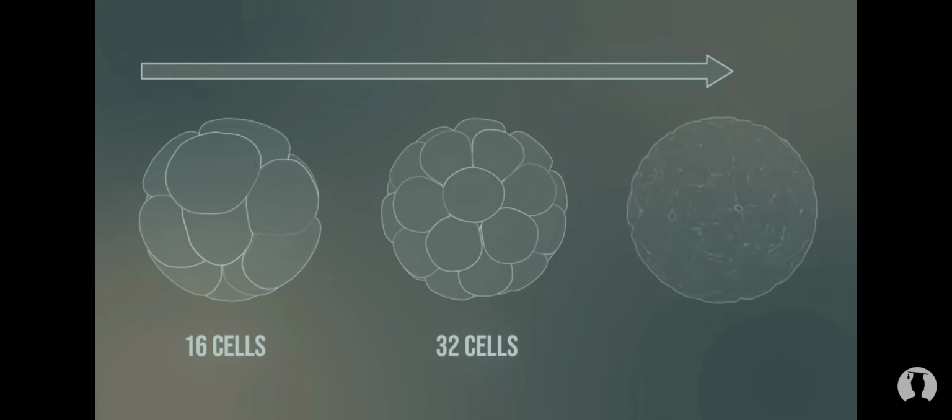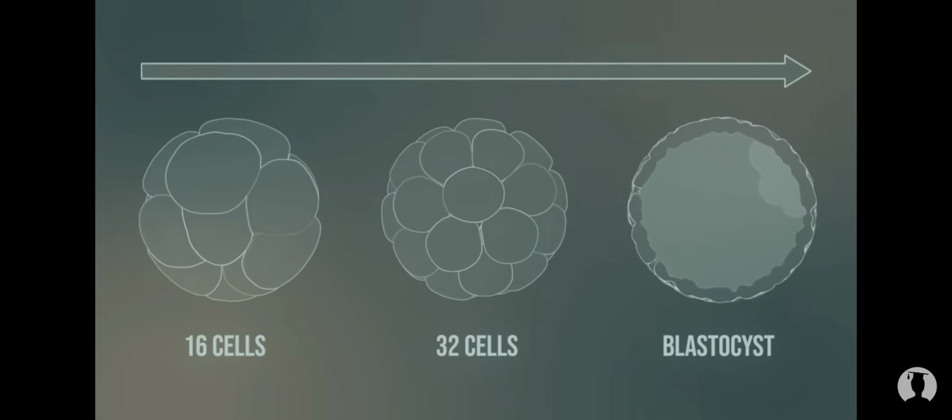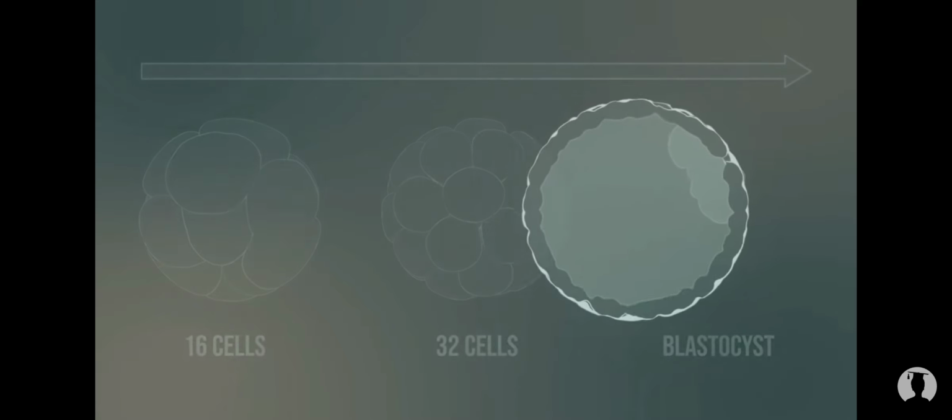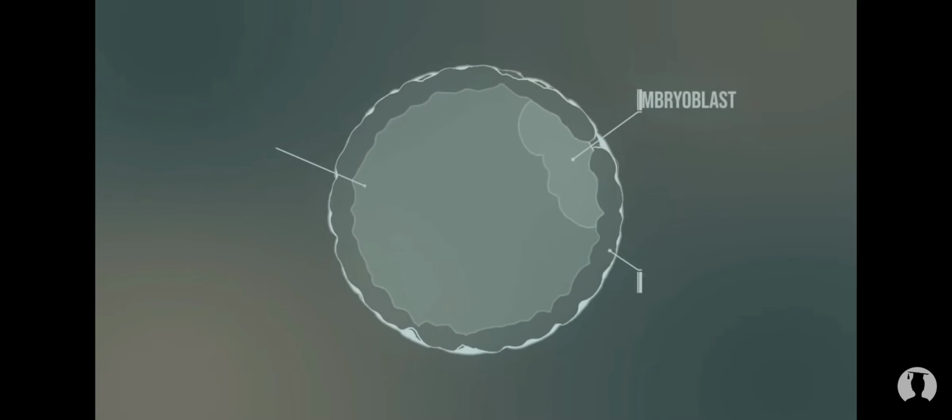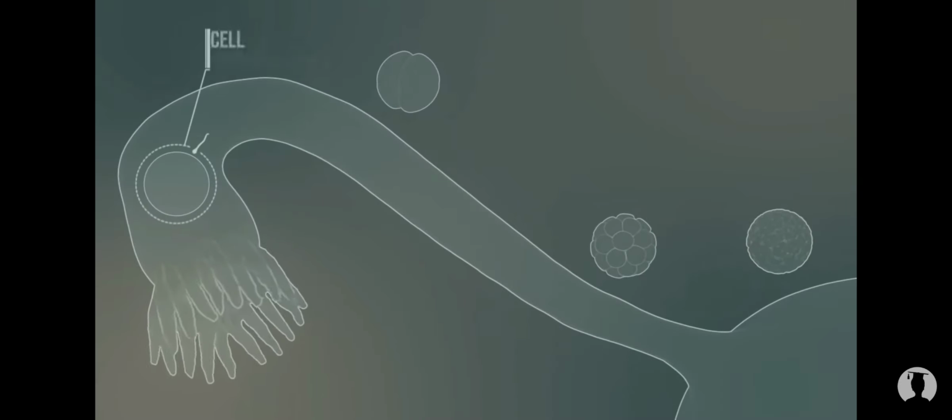Finally, the blastocyst is formed. The blastocyst consists of a fluid-filled cavity, the cells of the embryoblast and the trophoblast. The embryoblast is the initial structure of the new human being, whereas the trophoblast is the origin of placenta and membranes. Let's see the individual stages in the fallopian tube.